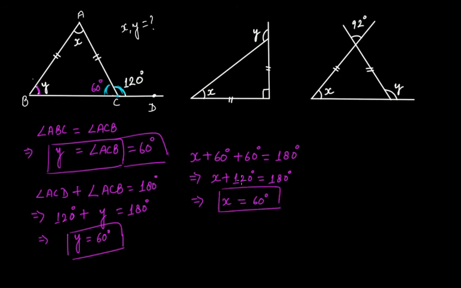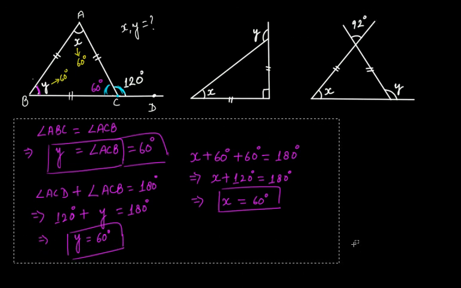Okay, it means that all the angles are actually 60 degrees. This is 60 degrees, this is 60 degrees, and this is also 60 degrees. What does it mean? It means that it's actually an equilateral triangle, because all the angles are 60 degrees. Okay.